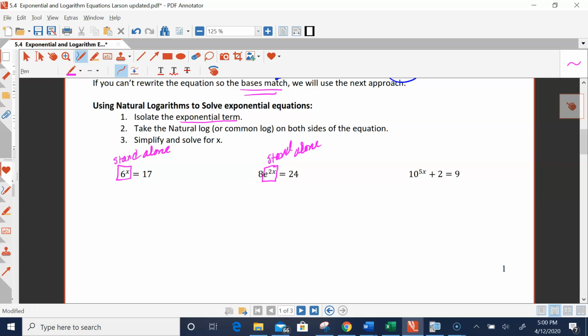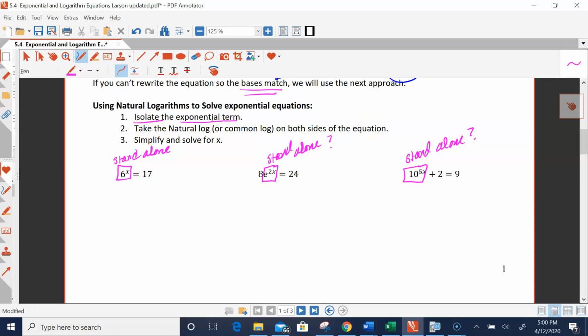Let's look at the next one. The exponent term is the 10 to the 5x. Does he stand alone? Nope, neither of these two exponent terms stand alone, so we're going to have to get them by themselves. We're going to have to isolate them. Once I get the exponent terms isolated, then I'm just going to take the log of both sides.